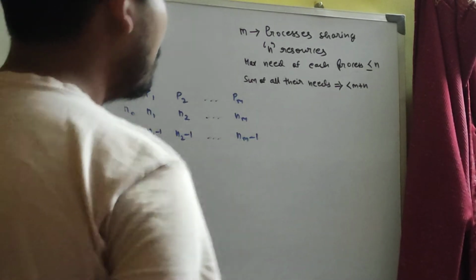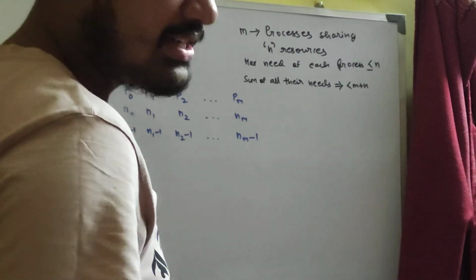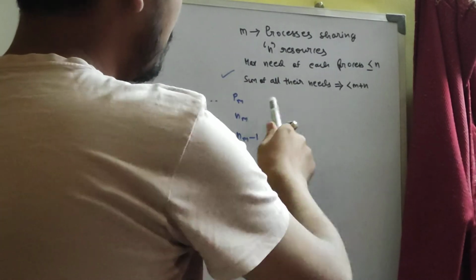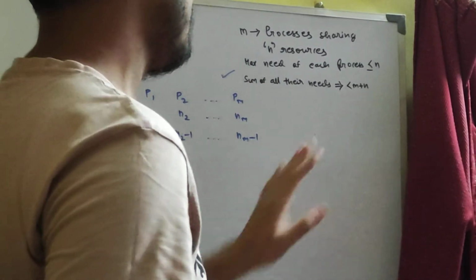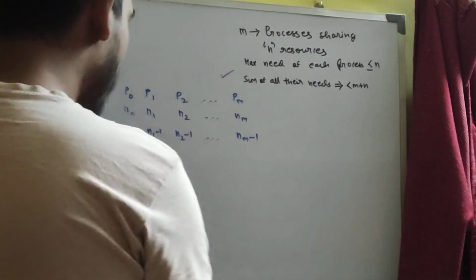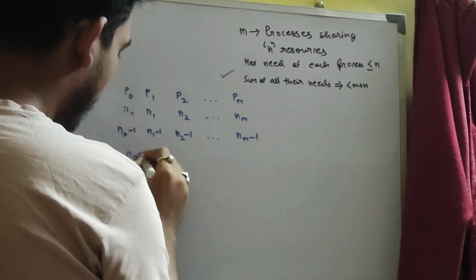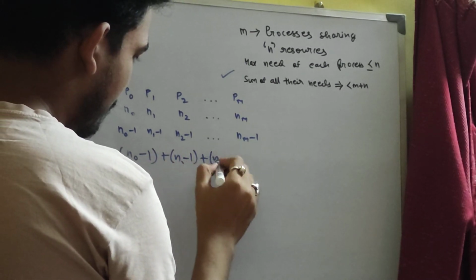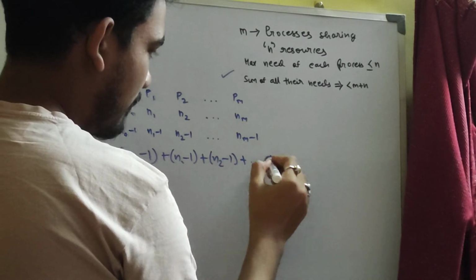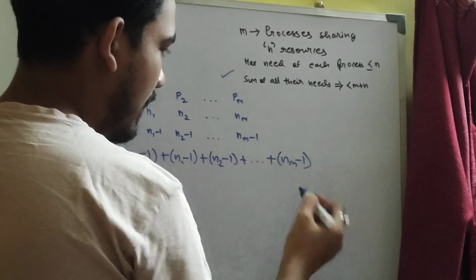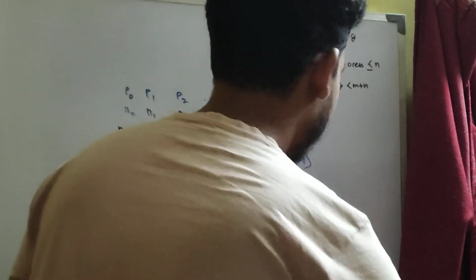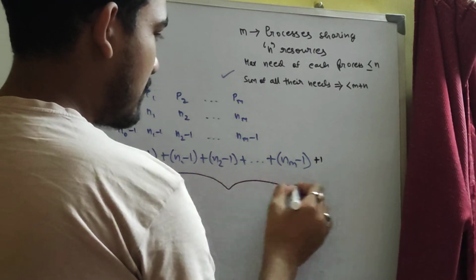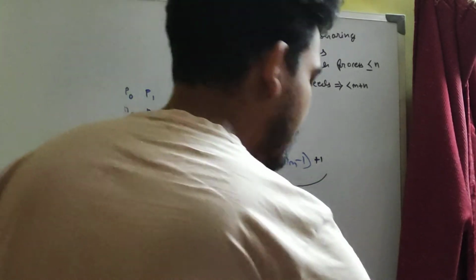Now the question is given that the sum of the needs is less than m plus n. So we will try to prove this point in order to get our answer. If the sum of their needs is not less than m plus n, then there will be a deadlock in the system. So we add these values. And also we add a plus 1 here to remove the deadlock. Hence this becomes the minimum number of resources that are required to avoid the deadlock in the system.